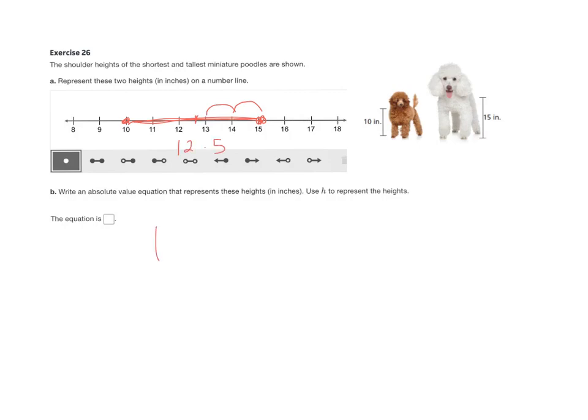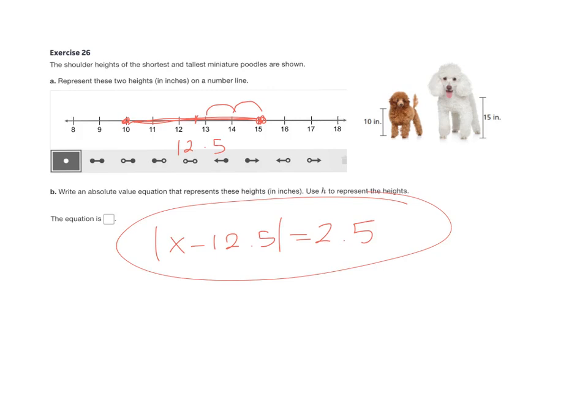So we're going to start out with the absolute value of x minus 12.5 is equal to, and the distance on one side was 2.5. All right, and those are the solutions for the homework.